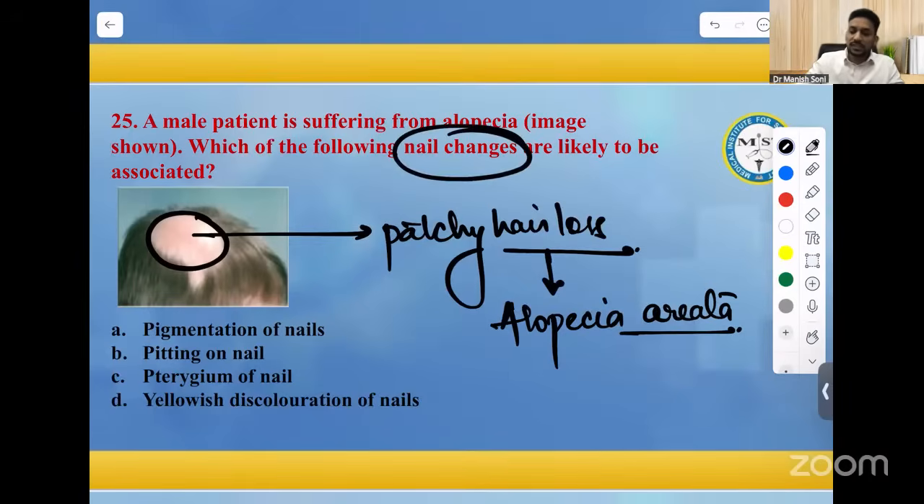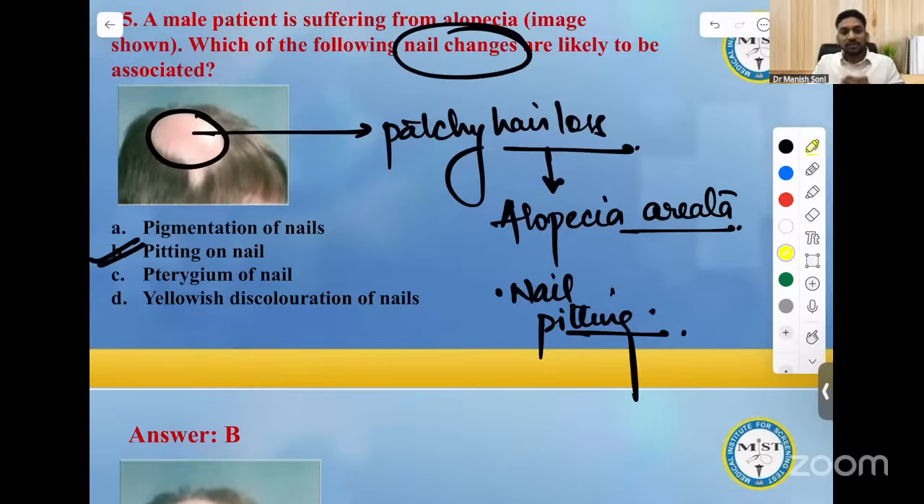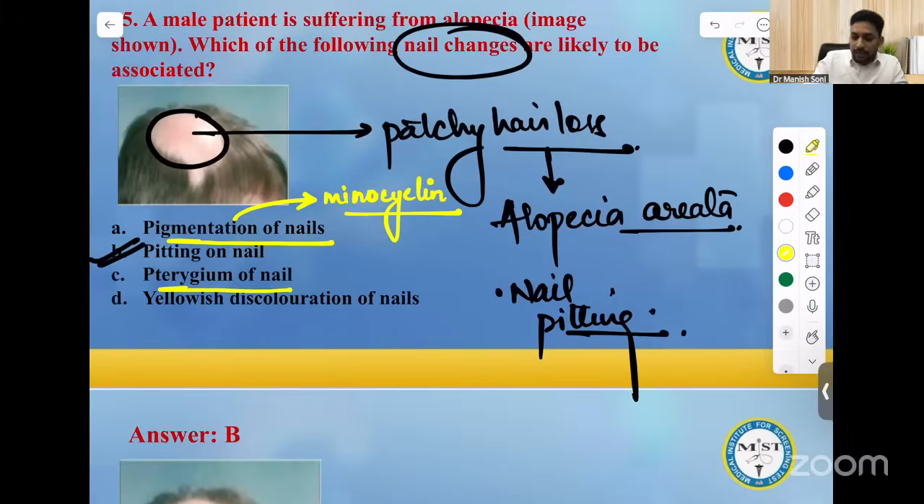What are the nail changes which are seen in alopecia areata? Patient can present with nail pitting. So, nail pitting is seen. Pigmentation of the nail can be seen. Yes, pigmentation of the nail can be seen, but not in alopecia areata. It is seen in patients who are taking minocycline. So patients who are on minocycline therapy can develop pigmentation or darkening of the nail. Pterygium of the nail is seen in? It is seen in lichen planus.